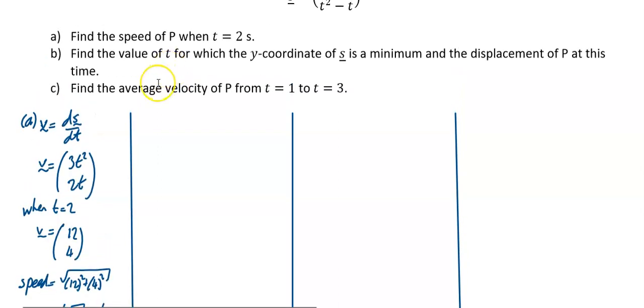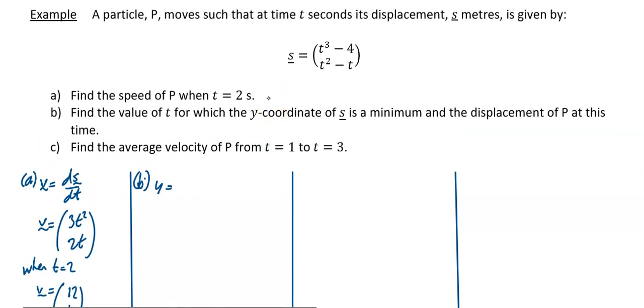Okay, part B says find the time for which the y coordinate of s is minimum, and the displacement of p at this time. So for part B, bit of a strange question. They're looking for you to just look at the y part of your displacement. So the y part of the displacement was t squared minus t.